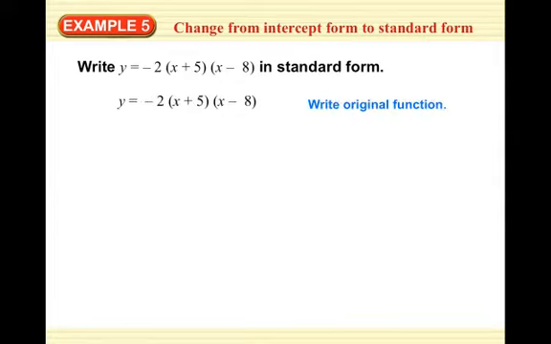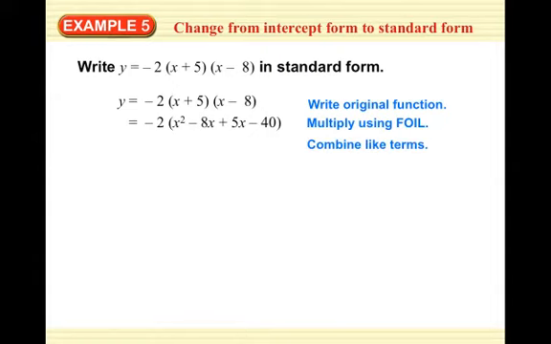So write down the original function, y equals -2 times (x plus 5) times (x minus 8), and then you want to FOIL the (x plus 5) times the (x minus 8), and so that gives you x squared minus 8x plus 5x minus 40 in your parentheses there with the -2 out front. Remember, you need to be simplified inside these parentheses at this point before you multiply, so we want to combine like terms. So -8x plus 5x is -3x. So we have -2 times (x squared minus 3x minus 40).